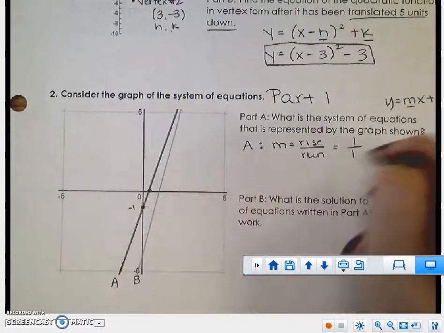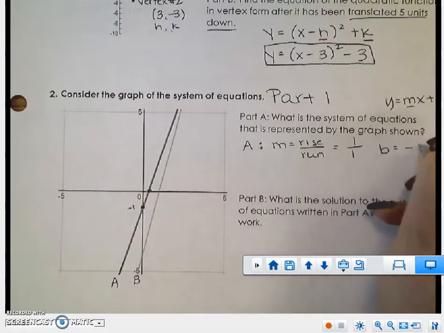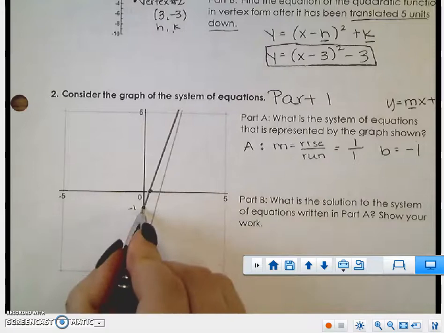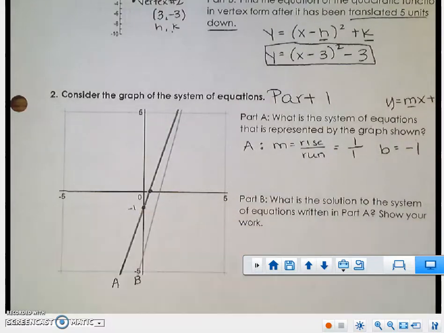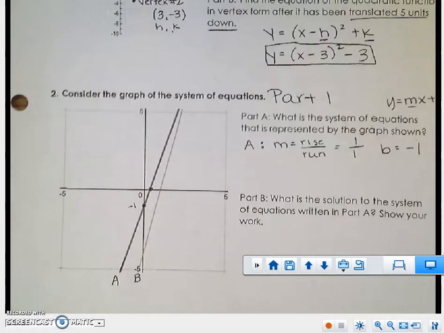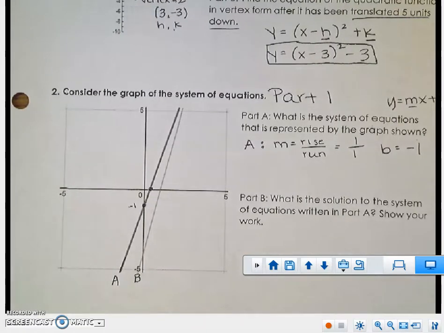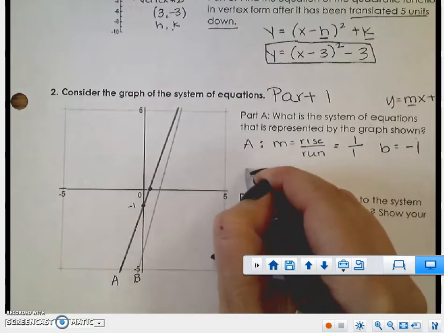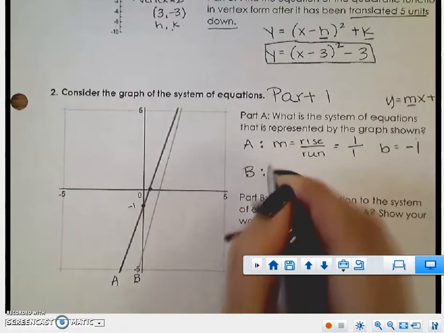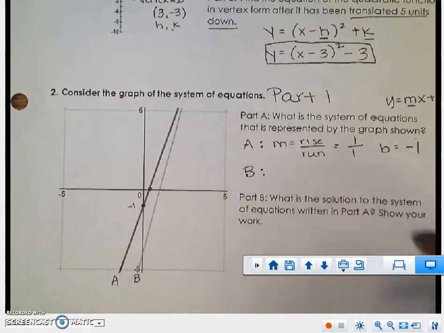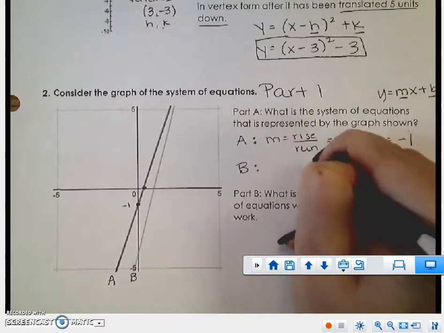And my y-intercept would be -1. My y-intercept is right here. That value is -1. Again, I know it's difficult to see. For B, now we're looking at this line. Oh, let's go back. Let's write this equation.